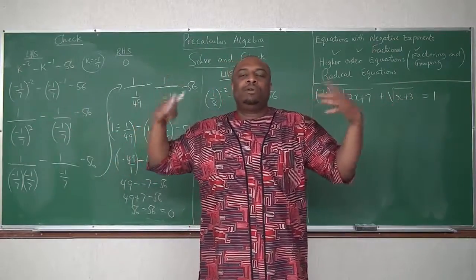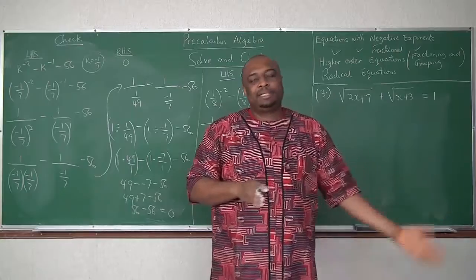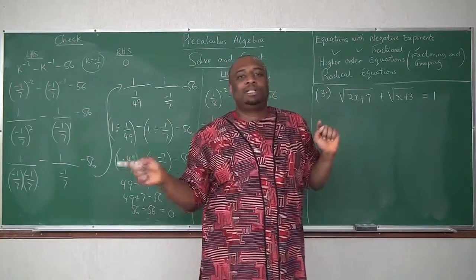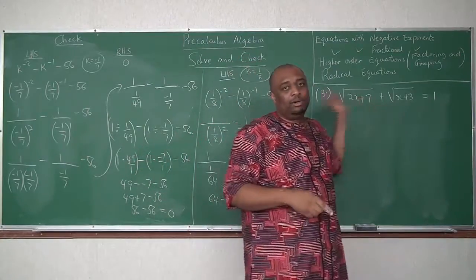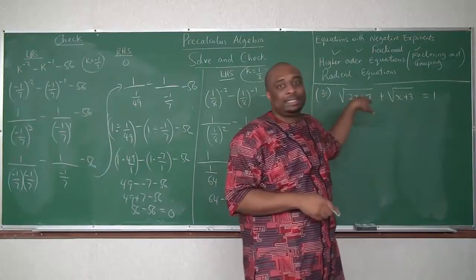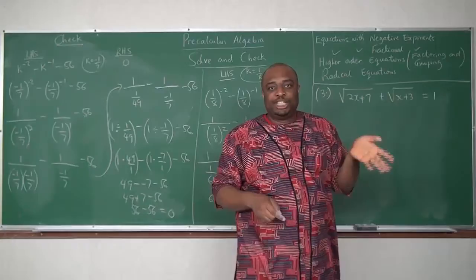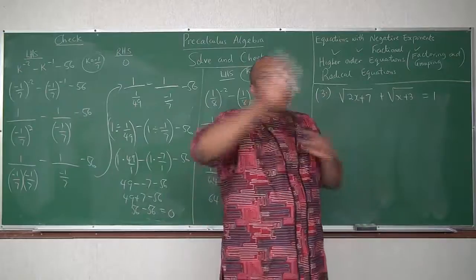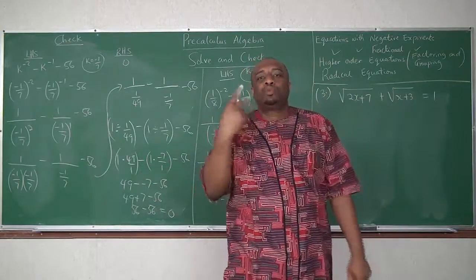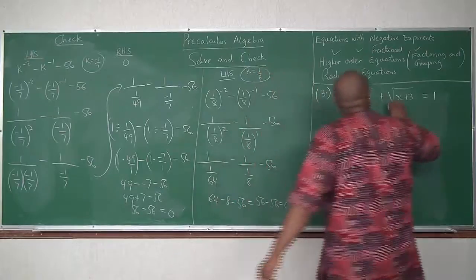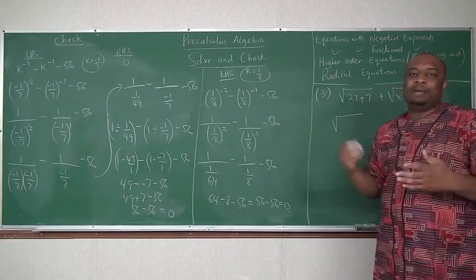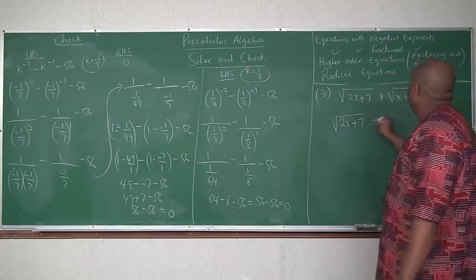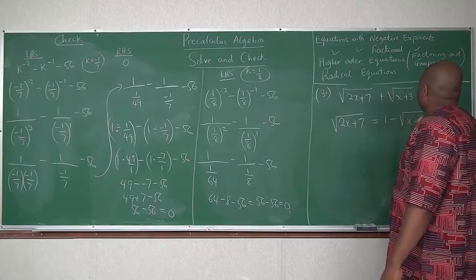If it's the case of one radical, make sure it is just on one side, on the left-hand side of the equation. In the case of two radicals, make sure one is on the left and the other is on the right. If you solve it otherwise, you're looking for trouble. You can still solve it that way, but it will be much, much more work. So push the other radical to the other side and square both times. So let's push this over here. The radicals I mean are the square roots. So this is the square root of 2x plus 7 equal to 1 minus the square root of x plus 3.